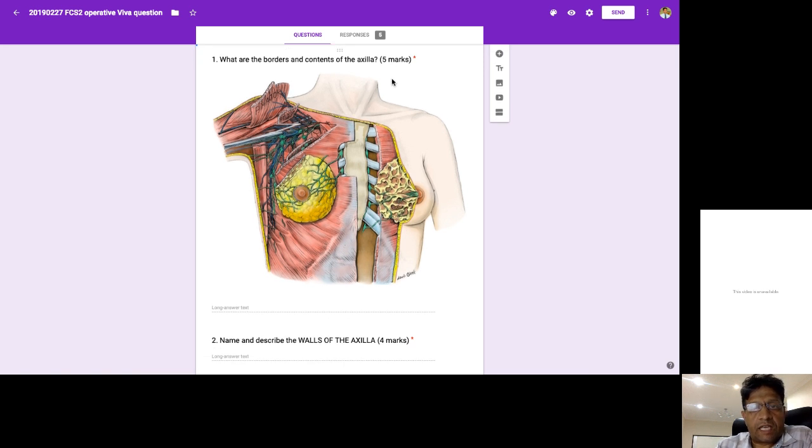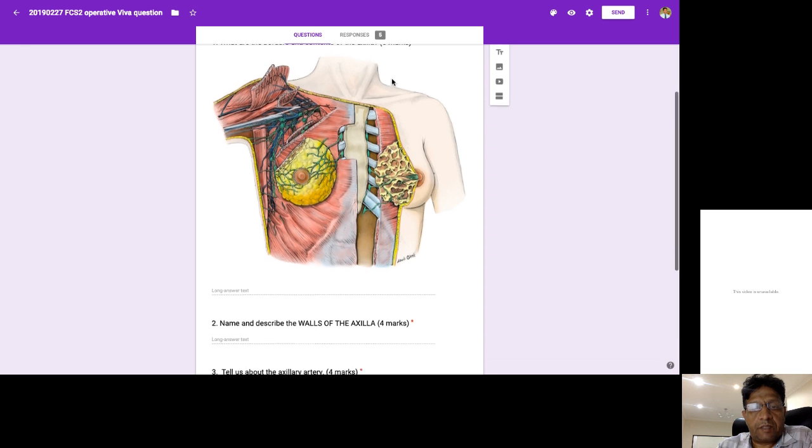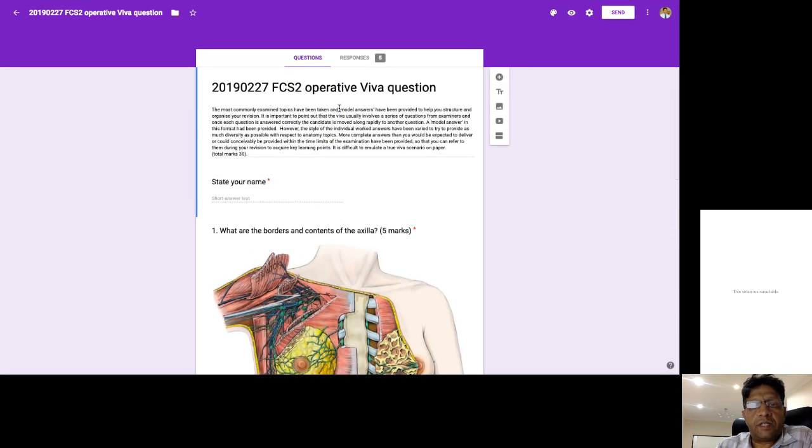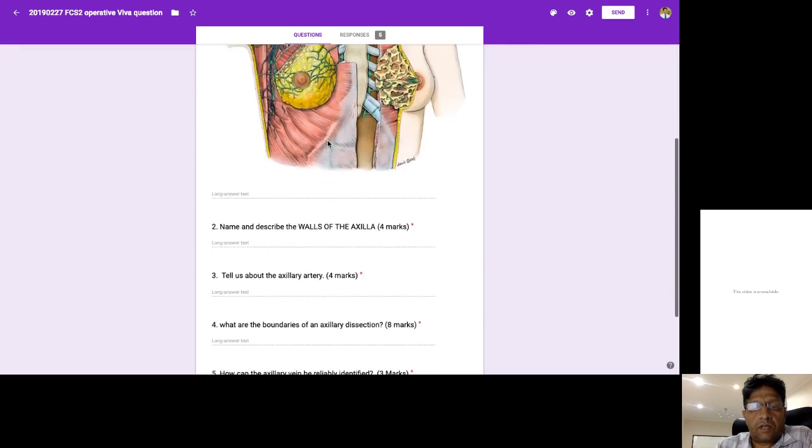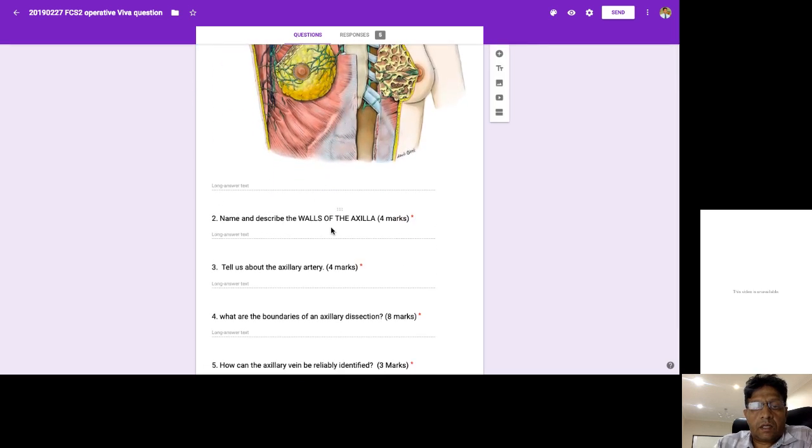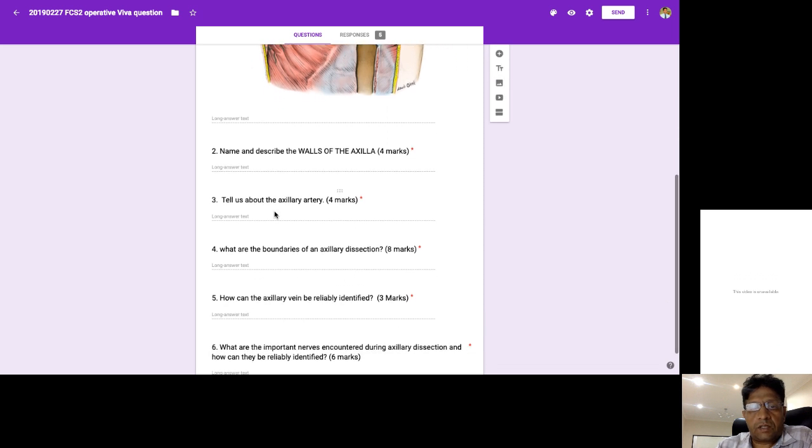I don't give you a time limit on this. Obviously, there is a time limit in the exams. This is an operative viva question, so I've written a little description here of how the viva is carried out to help you. Second question, name and describe the walls of the axilla for 4 marks. Tell us about the axillary artery, 4 marks.